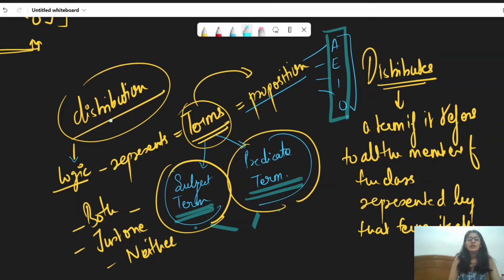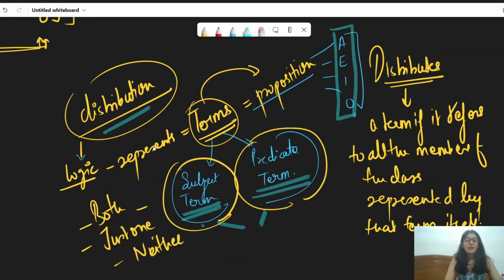So this is a definition. If it comes in the exam, you must understand the purpose behind this distribution. The purpose is to understand the way terms are represented in a proposition. Now let's get to it.